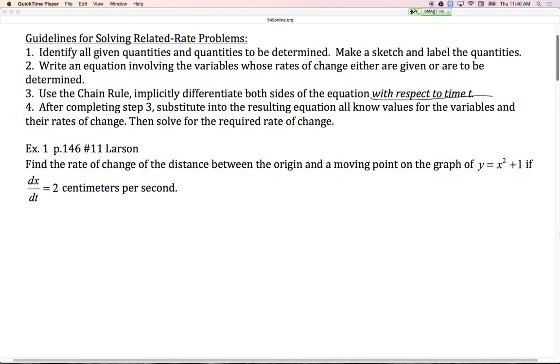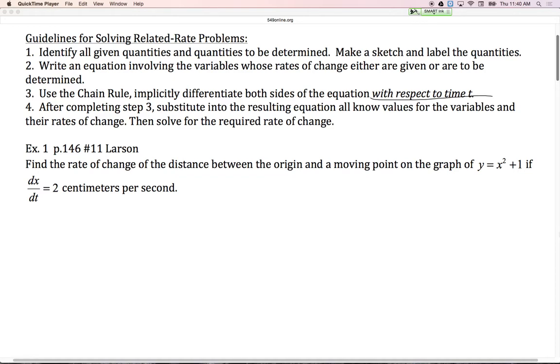So what I always do first is read. We're going to read through the problem. I don't do anything but just read it one time to see if I can get the context. All right, so find the rate of change of the distance between the origin and a moving point on the graph of y equals x squared plus 1 if dx/dt is equal to 2 centimeters per second.